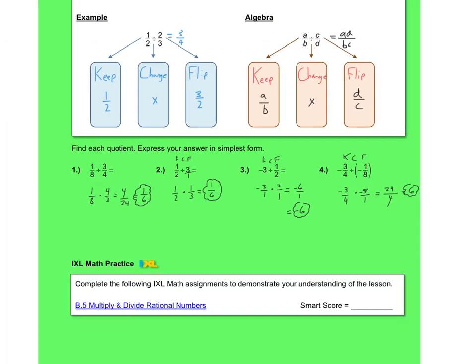All right, that's your lesson for the day. It's just basically a fraction review, but I'm throwing the negative numbers in there.